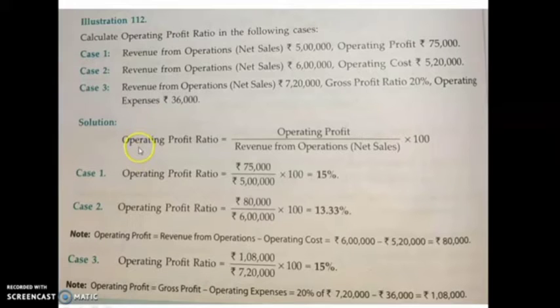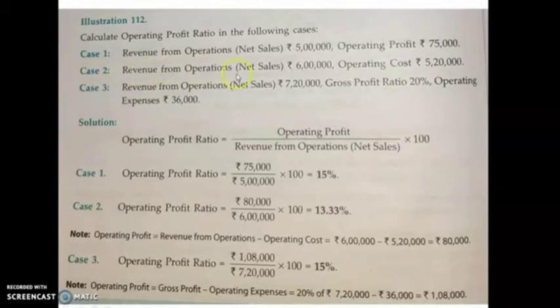The first part of your solution is writing the formula. So operating profit ratio is equal to operating profit divided by revenue from operations into 100. Your operating profit in case 1 is given to you as 75,000, so you can write 75,000 here. And in the first case, the revenue from operation is 5 lakh. So 5 lakh into 100. That will give you 15%. That is case 1. Now case 2.